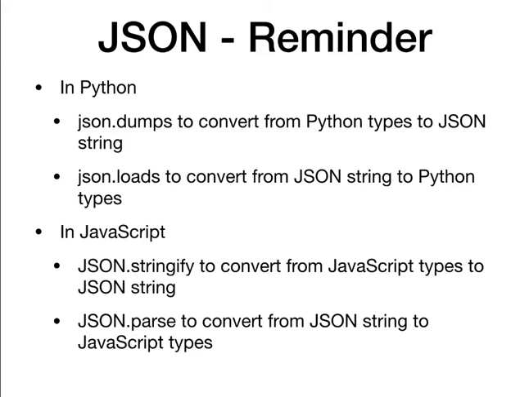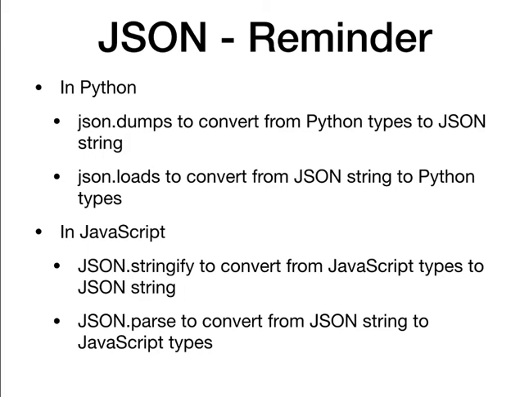With Python, if we want to convert from Python data types to JSON strings, that is JSON.dumps, the S for string, and JSON.loads if I want to take a JSON string and parse it into Python data types. In JavaScript, JSON.stringify and JSON.parse do the same thing. So we want to go from data types to JSON strings, and from JSON strings to Python and JavaScript data types. 4 methods total, and we got 2 languages done. Done.